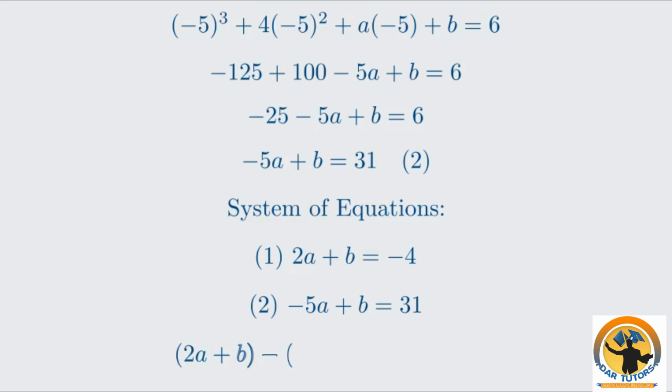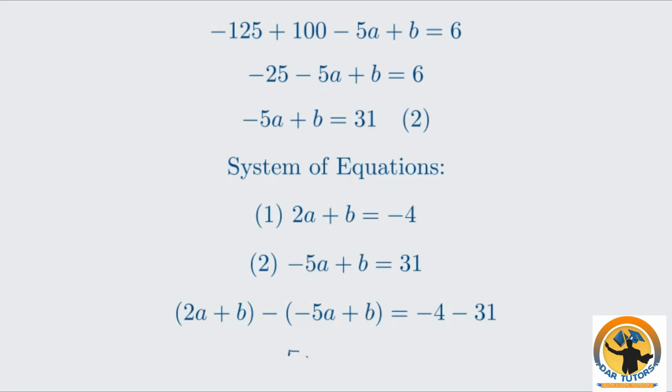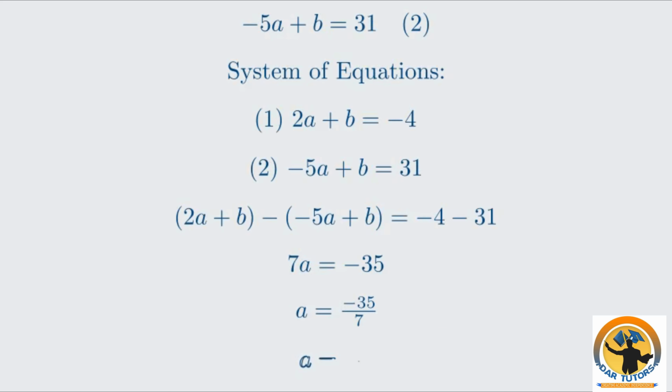Subtracting the equations, we get 2a minus negative 5a, which is 7a, and negative 4 minus 31, which is negative 35. So, 7a equals negative 35. Dividing by 7, we find that a equals negative 5.